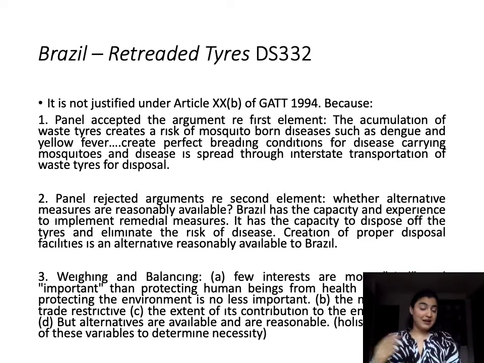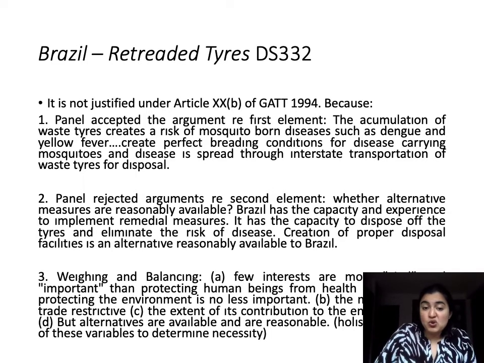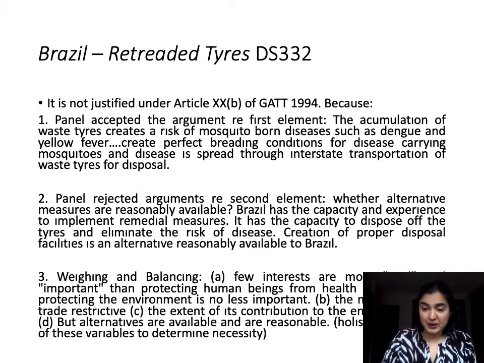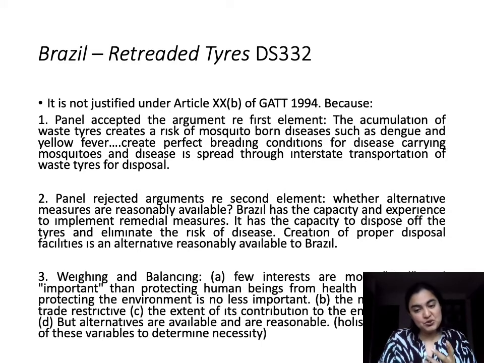And they told Brazil that, guys, you have the capacity and the experience to implement other remedial measures. You have the capacity to dispose of tires. You have the capacity of opening up more disposal facilities and more disposal units in your country. So why don't you create a disposal unit in every state? That way you don't have to transport the tires from one state to the other, and that would reduce the risk of the spreading of disease from one state to the other. So the panel looked at various factors and weighed and balanced them, and came to a finding that the measure that Brazil has taken is not necessary to achieve the policy objective.